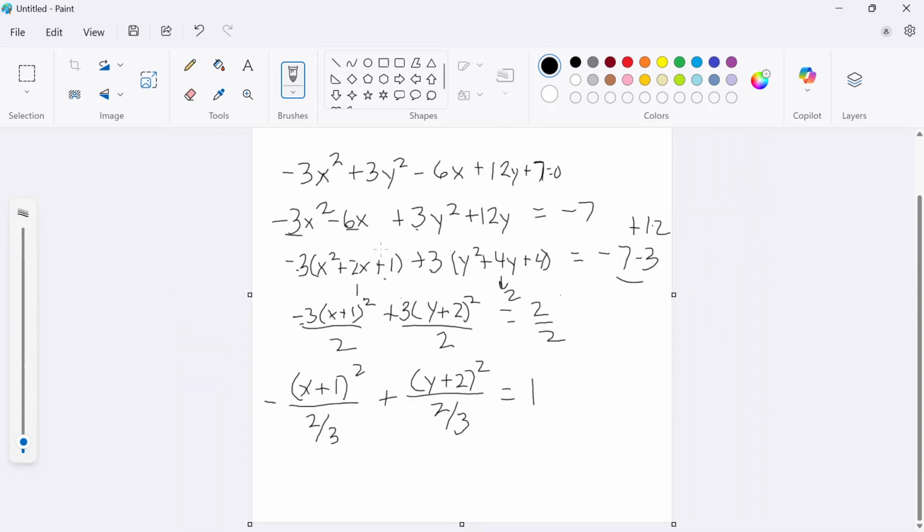And then really, when I'm writing these, I want to put the positive term first. I know that since the y squared component is the plus, it's going to look like this. So it's going to be y plus 2 squared over 2/3 minus x plus 1 squared over 2/3 equals 1.